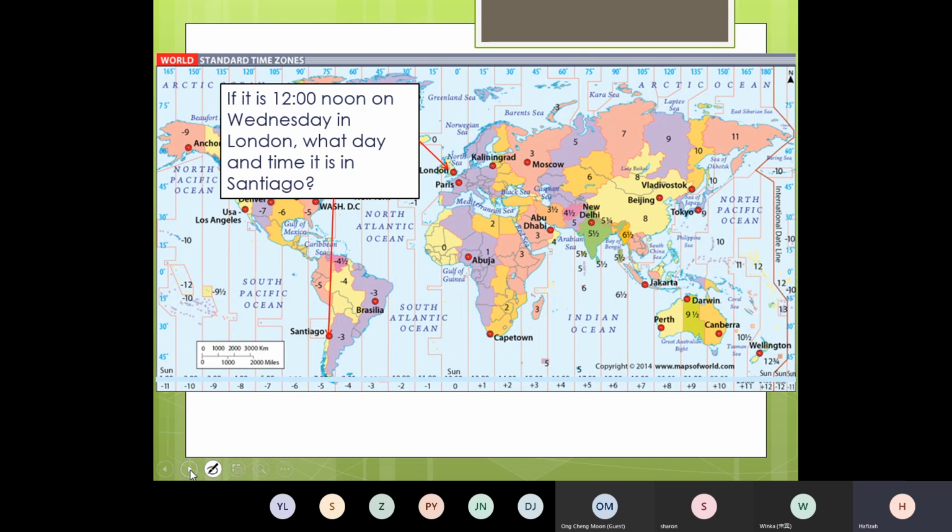Okay, next. If you see this map, it doesn't look straight. It looks like this, because of what we call the border lines of the country. So that's why it is not like this. It will go like this. It's not a straight line like this. Okay, so if it's 12 noon on Wednesday in London, what day and time is it in Santiago? So how to do this?